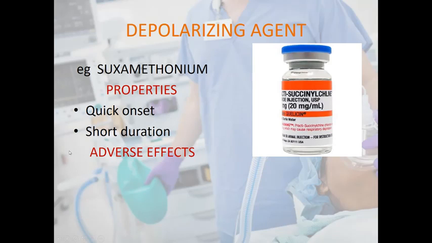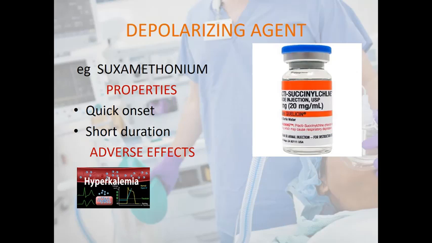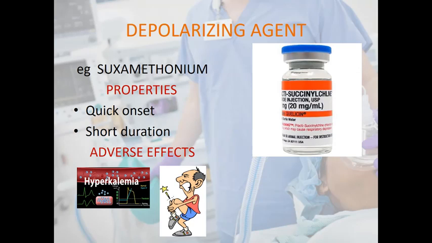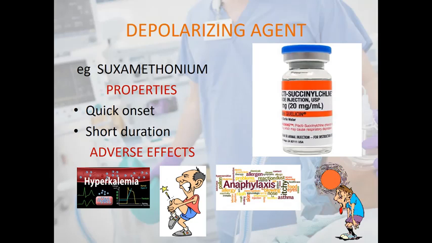So we will talk about the depolarizing agent, succinylcholine. Succinylcholine is another name for suxamethonium. It has quick onset and short duration, as we have already discussed. But what about the adverse effects? A very prominent adverse effect is hyperkalemia, and not only hyperkalemia, but also joint and muscle pains, anaphylaxis, and malignant hyperthermia.